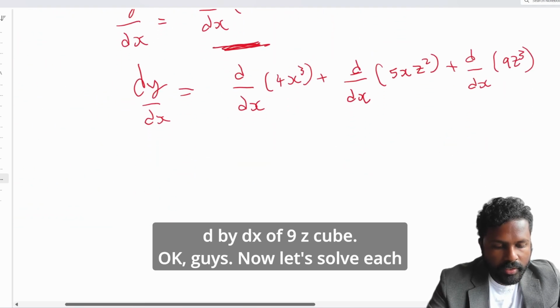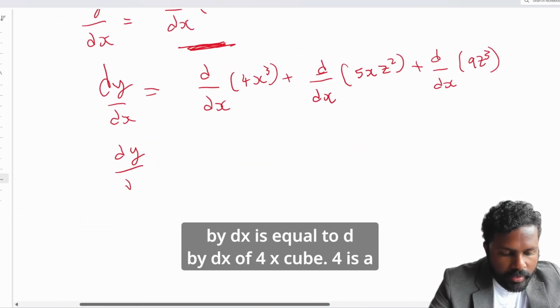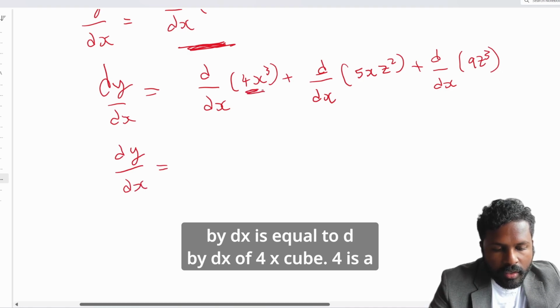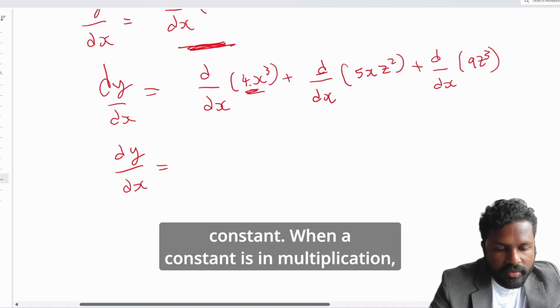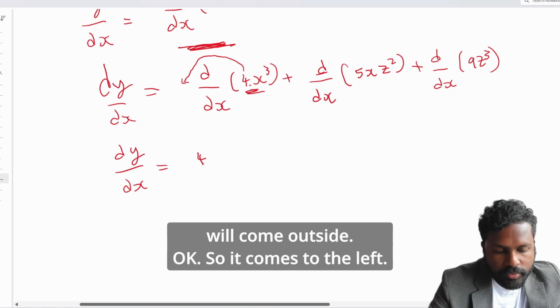Okay, guys. Now let's solve each of these terms individually. So this will become dy by dx is equal to d by dx of 4x cube. 4 is a constant. When a constant is in multiplication, it is not impacted by derivatives at all. So 4 will come outside. Okay, so it comes to the left.